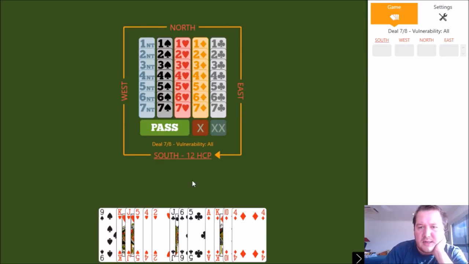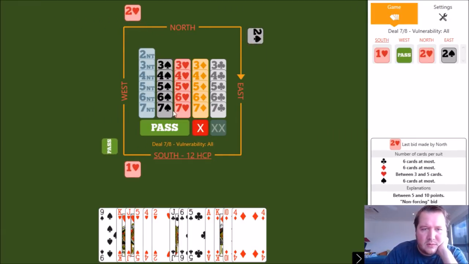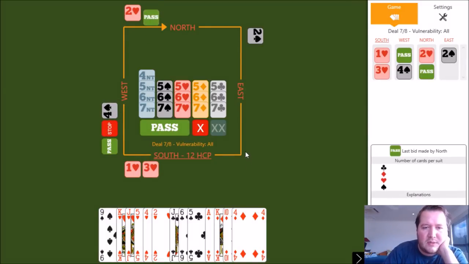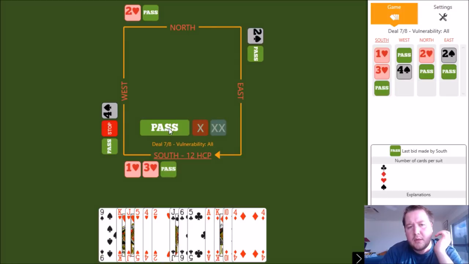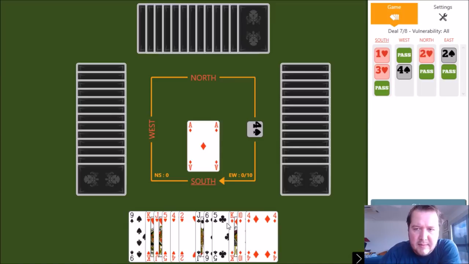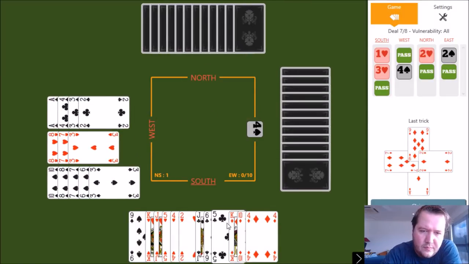Alright, board number 7, so here we've got 10, 12 points, so just start with 1 heart, 2 hearts, I'll just compete to 3 hearts, I've got a singleton spade, okay, and here we go. So it looks like a nice easy diamond lead. Okay, so I can't really cut down their cross-roughing much, so I don't see the point of switching to a trump.